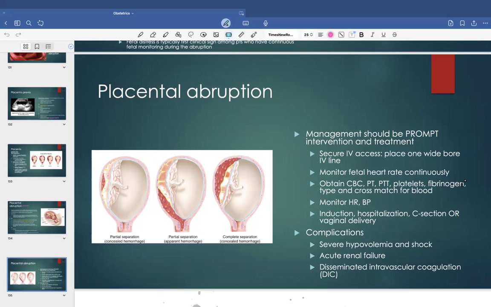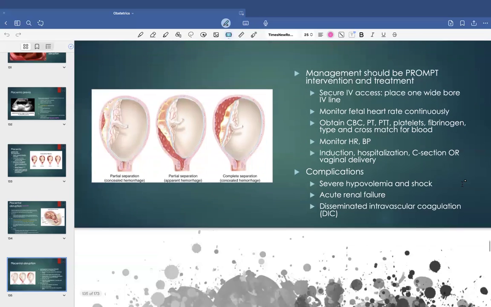Hypertensive disorders of pregnancy. Any questions on placenta previa, placenta abruption? Abrupt, painful, bleeding; previa, painless, bright red.